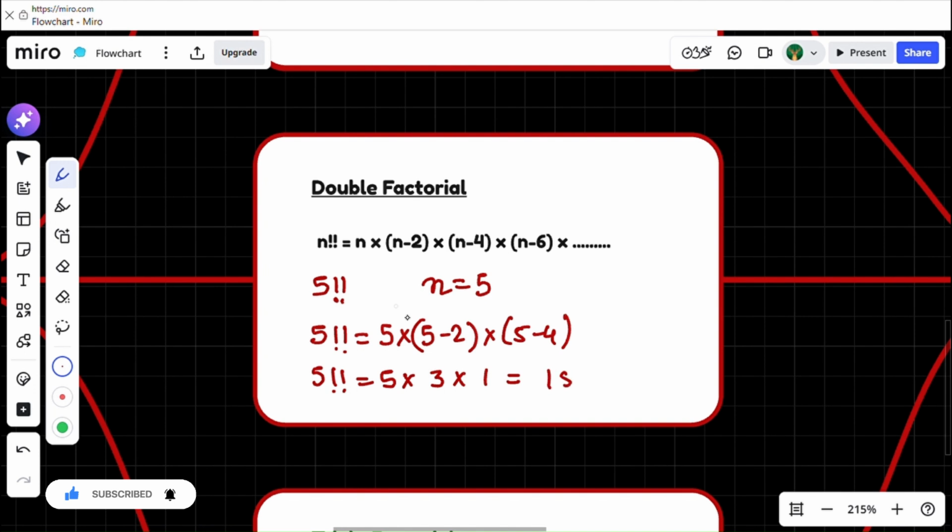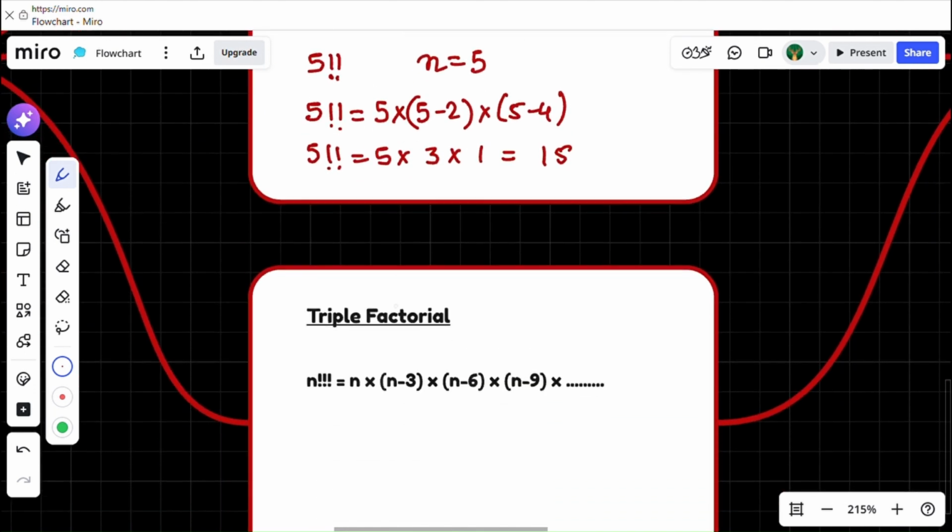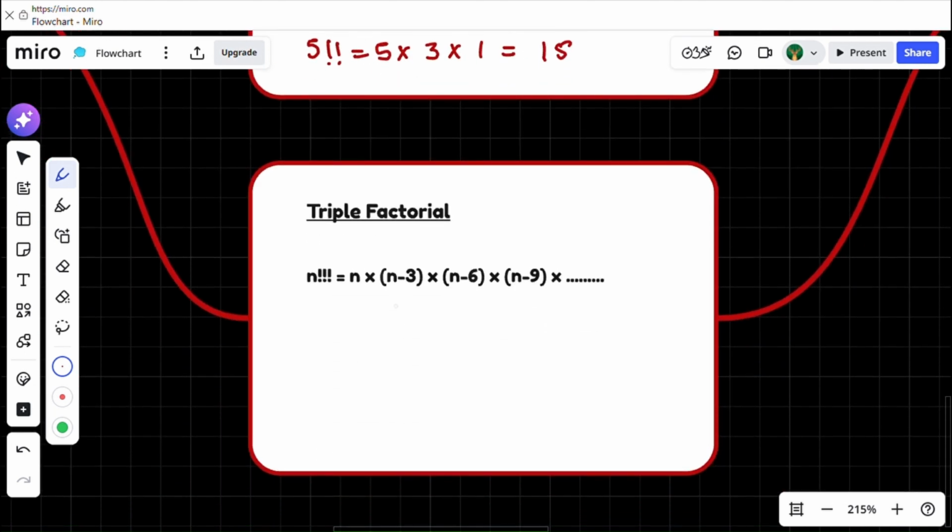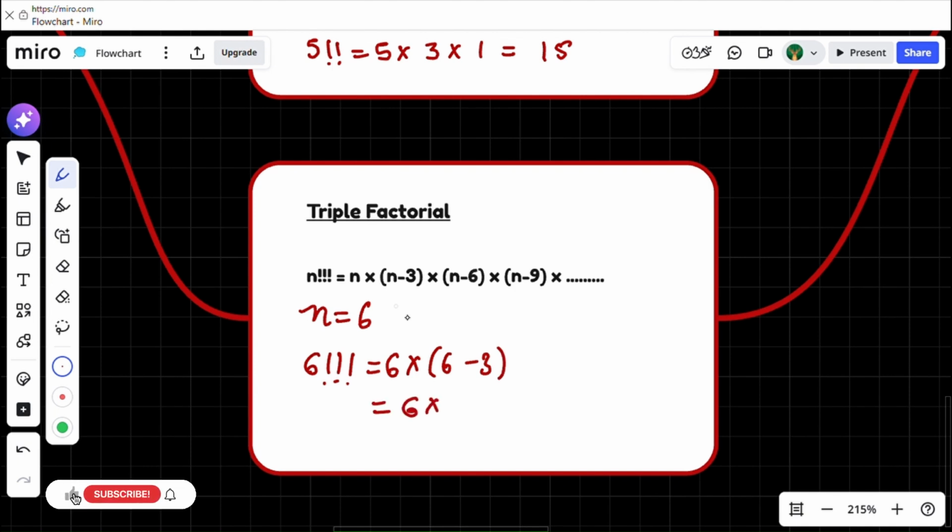Now we know that the question gave me 6 triple factorial, so we can let n be equal to 6. So 6 triple factorial is equal to 6 multiplied by 6 minus 3, and 6 minus 3 is 3. So 6 multiplied by 3 is equal to 18.